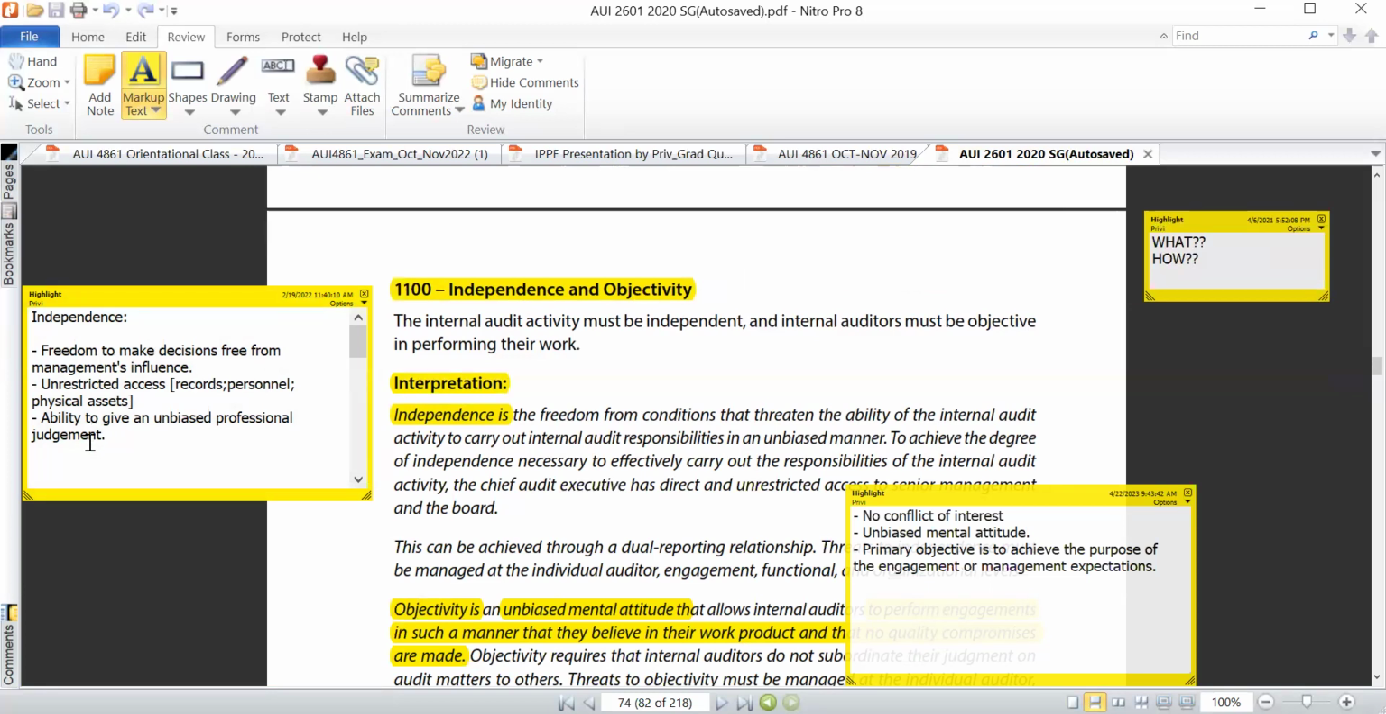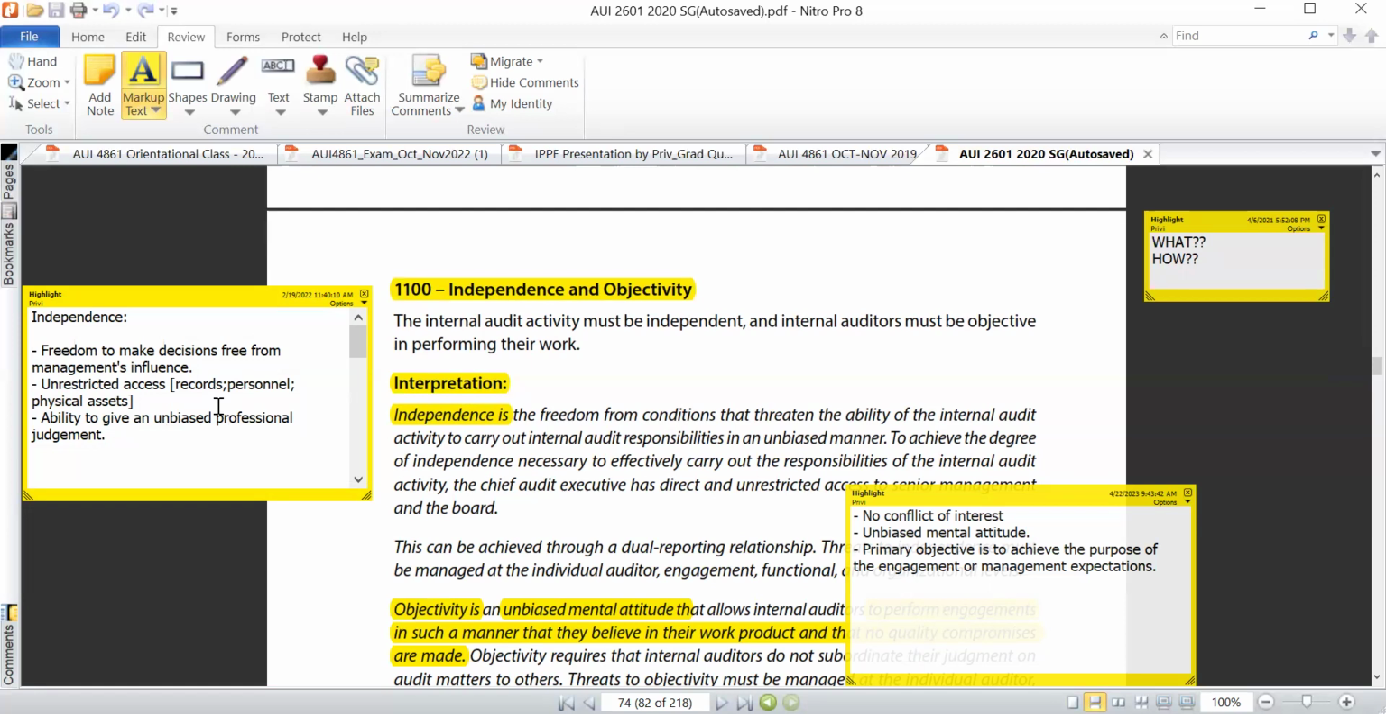Freedom to make decisions free from management's influence, where you've got unrestricted access to records, people, and physical assets belonging to the organization which you are auditing. Ability to give an unbiased professional judgment, meaning an uninfluenced professional judgment. So if you are in that state, where you can be free to do that, it means you are independent as an internal auditor.